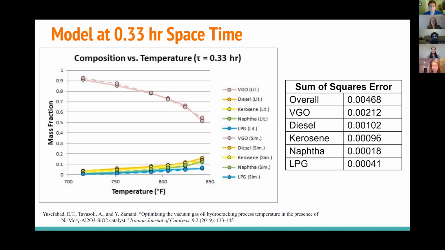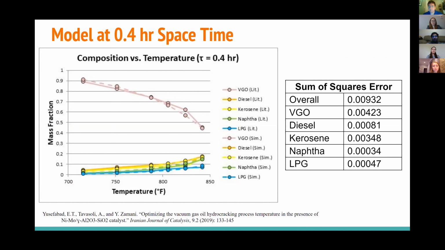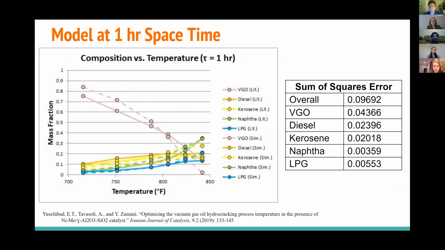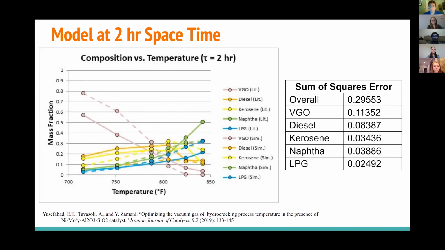So once we had these reactions, we had to develop kinetic parameters to fit the literature data with our ChemCAD results. We did this at different spacetimes. At lower spacetimes, we were able to get a very good fit, but as the spacetime increased, it became more difficult to match. You can see here, starting at 1 hour spacetime, the VGO in the simulation starts to deviate from literature behavior, and at 2 hours, it is very different. So the error introduced by this strange behavior in the VGO is what trickled down into our other cut fractions, and that error just propagated. But overall, we had fairly good kinetic fits.